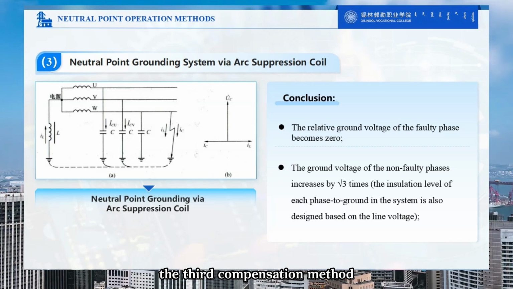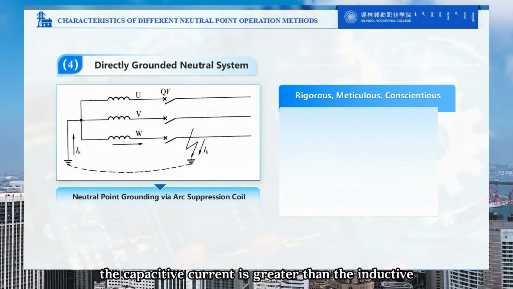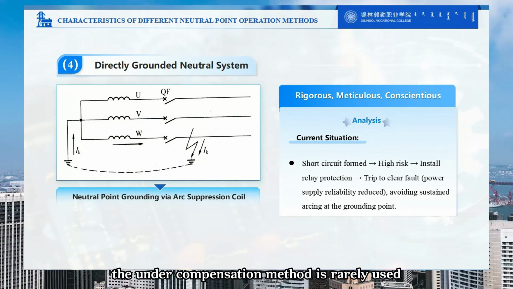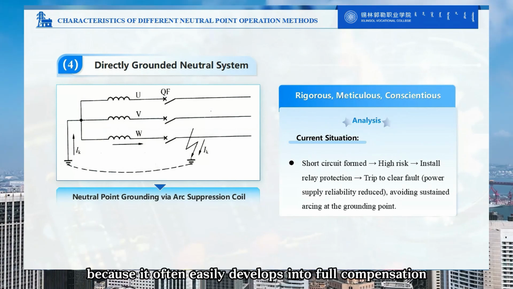The third compensation method, undercompensation. The capacitive current is greater than the inductive current at this time. There is uncompensated capacitive current at the grounding point. The undercompensation method is rarely used because it often easily develops into full compensation.